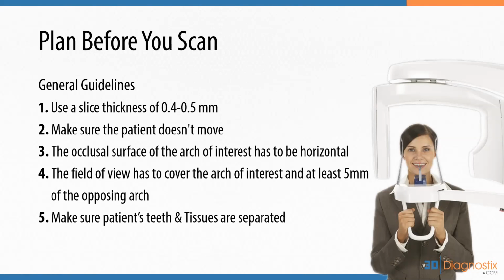When you're scanning to place an implant in the maxilla or the mandible, you need to cover the arch of interest completely and at least, preferably, of course, 5 millimeters of the opposing arch. And again, lastly, don't forget to separate the teeth by having the patient bite on cotton rolls and separate the tissues by adding cotton rolls in the vestibule.